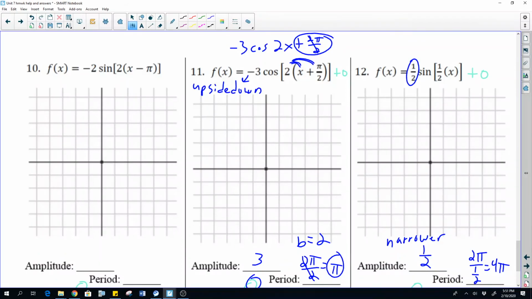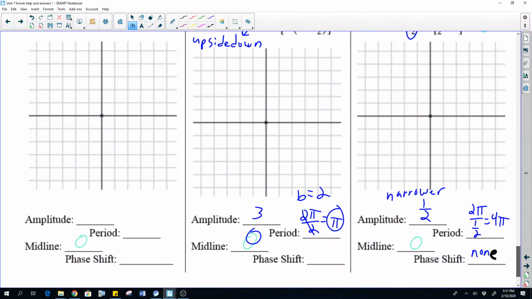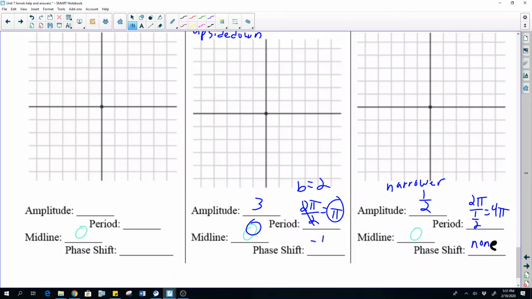And then the phase shift is going to be this guy, opposite sign. So instead of a positive pi, it's a negative pi. But it is going to be a negative pi over b, over our b value 2. So negative pi over 2 is our phase shift.